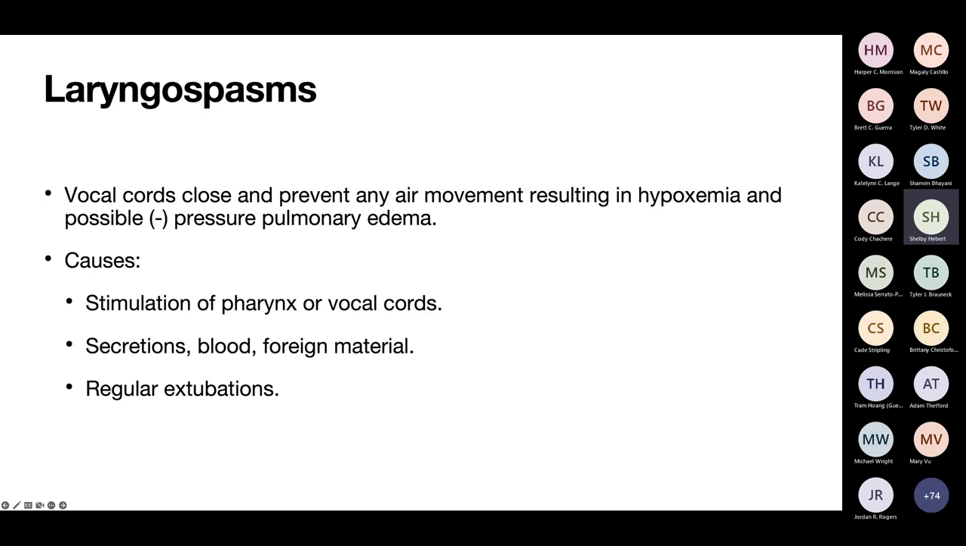One of the other situations we get into for negative pressure pulmonary edema is patients that bite down on their endotracheal tube or have some sort of upper airway obstruction, but usually it's going to be from laryngeal spasm. The primary cause is stimulation of the pharynx or the vocal cords, usually by secretions, blood, or foreign material. If you've ever had something go down the wrong pathway and you start coughing, you're having a little micro laryngeal spasm. Now, with that being said, the glottis is doing what it's supposed to. It's trying to keep all that stuff out.